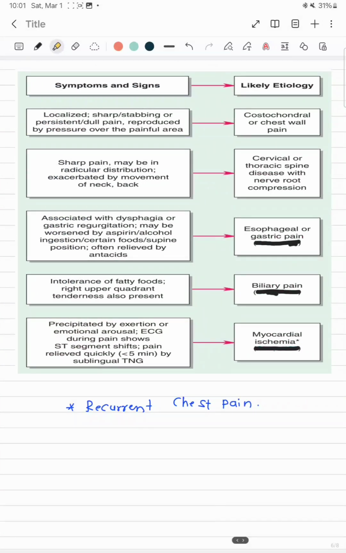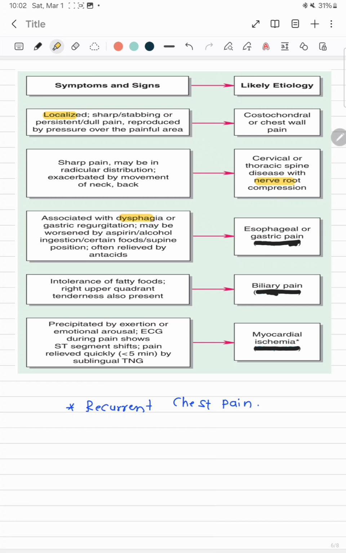If you come to recurrent chest pain, symptoms and signs can definitely lead to a definite etiology, like localized, sharp, stabbing, persistent pain reproducible by pressure over the painful area, which clinches the diagnosis of costochondral or chest wall pain. Whereas if the sharp pain is in a radicular distribution exacerbated by movement of neck and back, that is definitely a cervical disc problem or thoracic spine problem or nerve root compression.